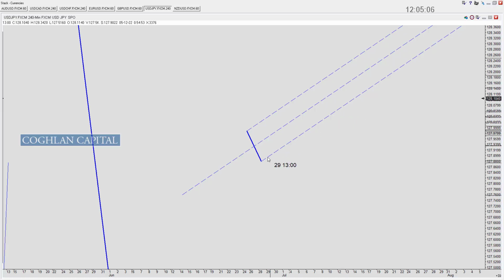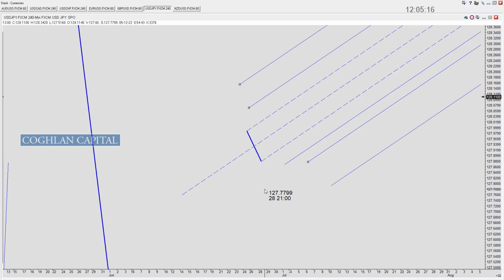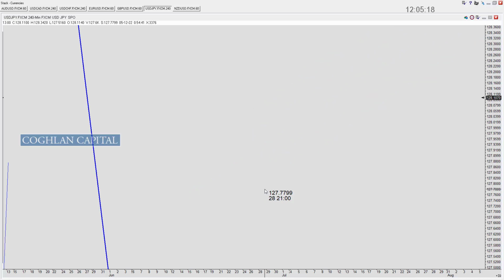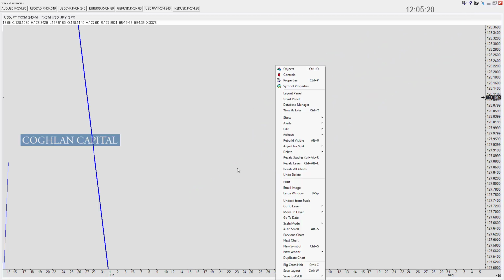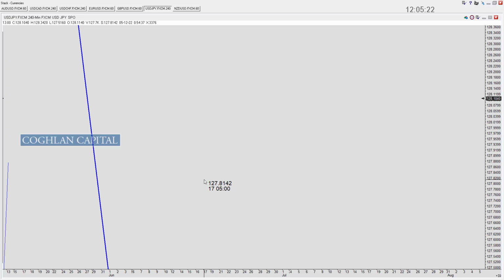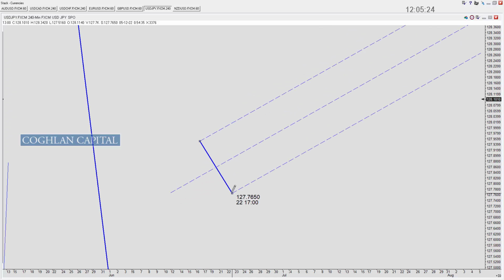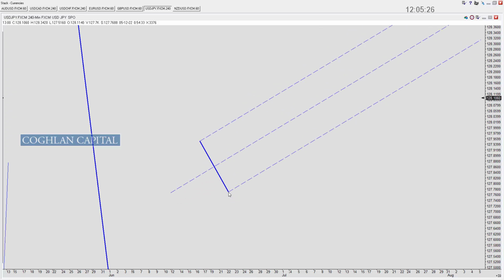There are other parallels that you can draw. Once you've got your pitchfork and you're convinced that your pitchfork is working, which we'll talk about in a minute, you can derive other parallels off of that same slope. But essentially, you're using a pitchfork simply for one reason, which is to find a working slope. So again, that's an Andrews Pitchfork.